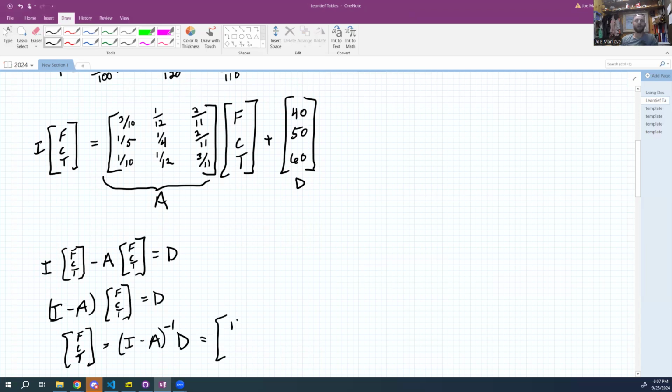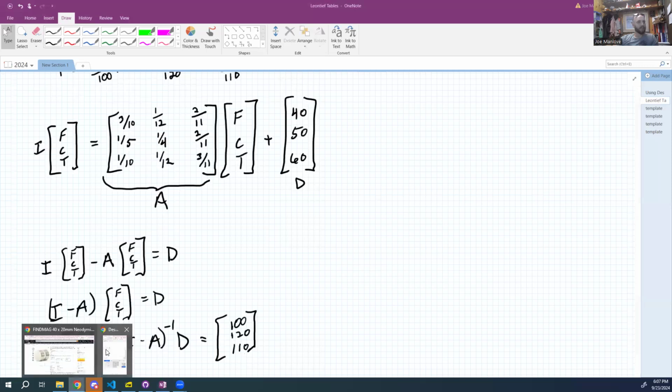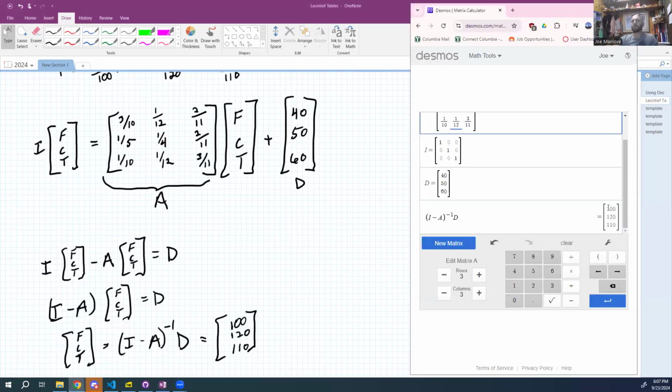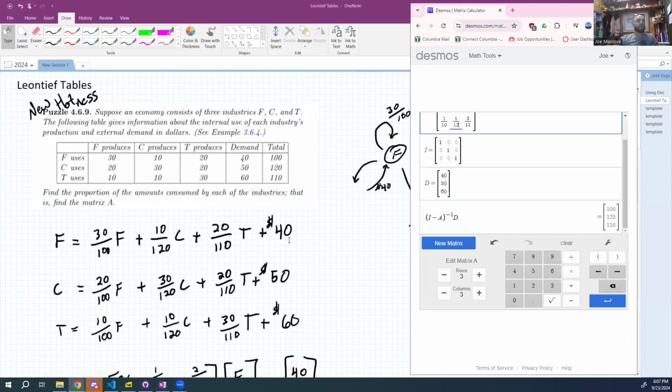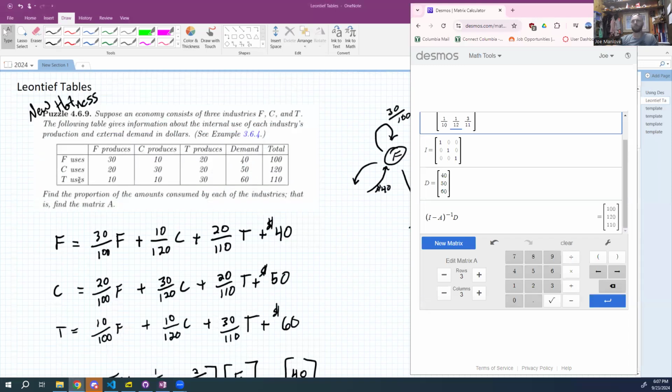So what were they? 100, 120, and 110. And I can look at my little Desmos guy to see if that's actually what I got. Yep. Cool. So the trick with these is just knowing which side is production, which side is use.